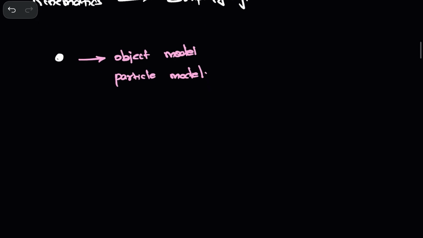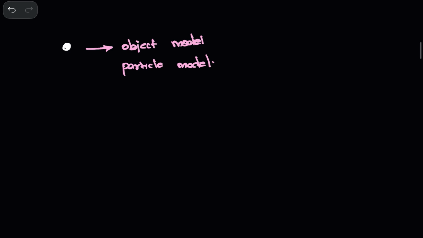So this does not mean the object literally becomes a point. It means that for the question being asked, the details of the shape and the internal structure are not important. Right, so for the question we deal with, we don't care about the shape, size, rotation, vibration, etc. So we're going to call this a point object. You're going to represent this by an object model, a particle model.